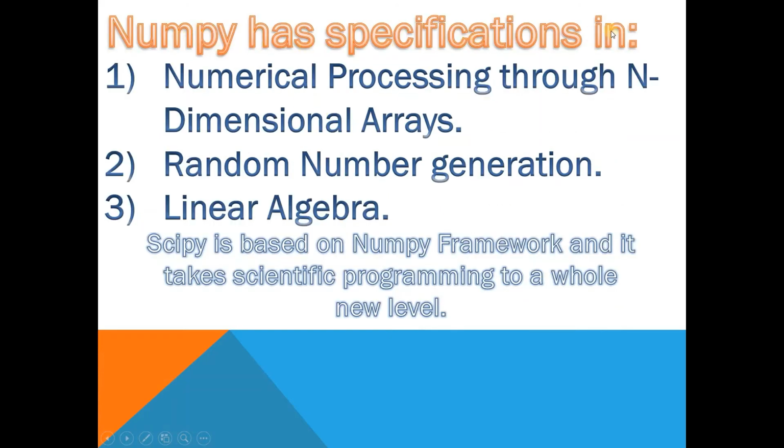NumPy has specifications in numerical processing through n-dimensional arrays. Like I told you in the previous part, the arrays can be 1D, 2D, 3D and so on. We can use random number generation. For example, you have a dice, you can roll the dice and get a random number. This is just an example. And afterwards, linear algebra as well.